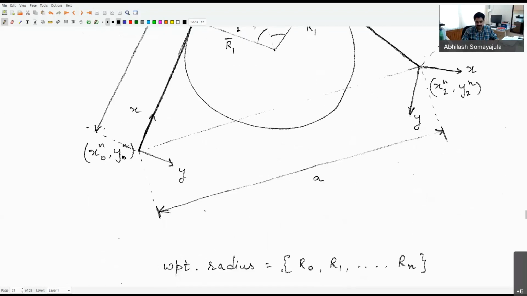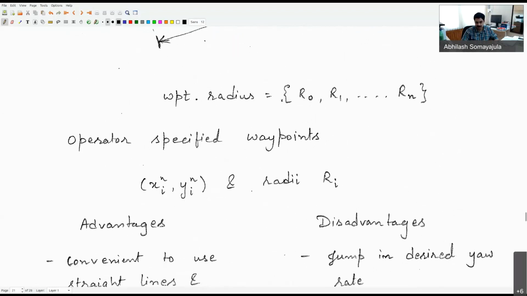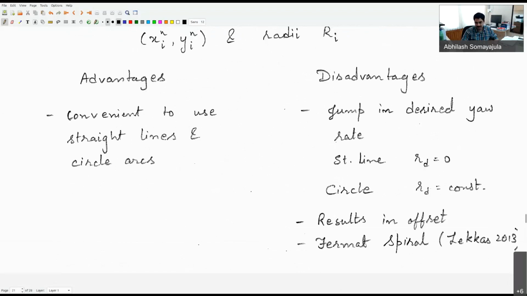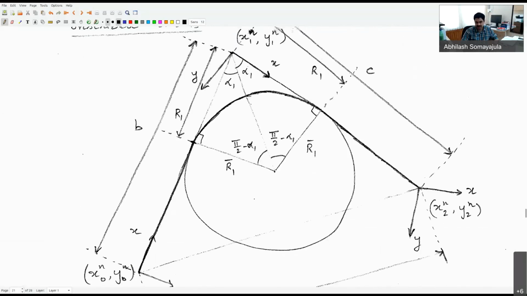All right. So you can geometrically show that this R1 here, the distance from the waypoint to the tangent point, is related to the radius of the circle R1 prime or R1 bar using a simple relationship. Okay, so I think that will come out to be tan alpha if I'm not wrong.